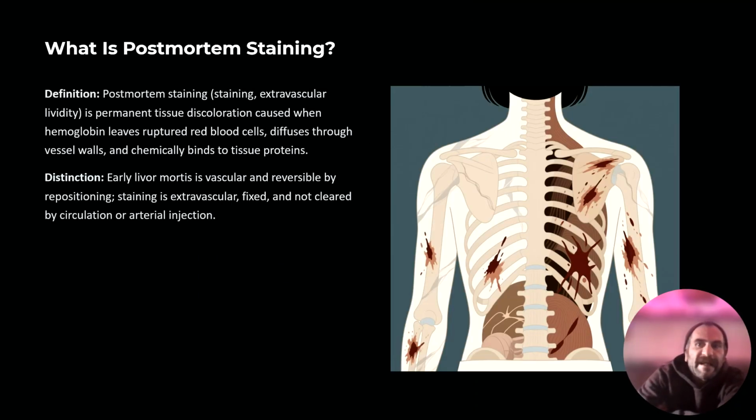So when we're talking about staining, we're referring to a true extravascular discoloration. Early lividity, livor mortis, is still inside the vessels and can shift with repositioning. The staining cannot. That's why it's a stain. Once the hemoglobin breaks free from ruptured red cells and bonds with the tissue proteins, the color becomes part of the tissue itself. If you can reposition and the color moves, it's livor mortis, and if it doesn't, it's chemically locked in.